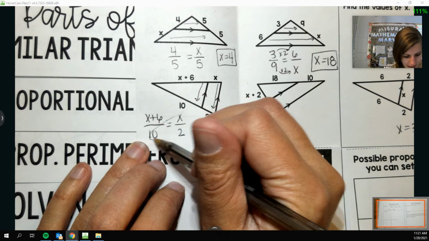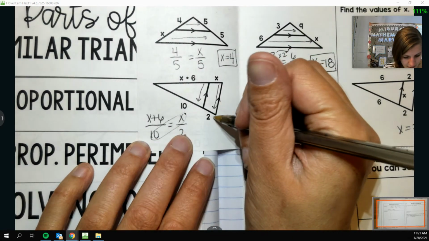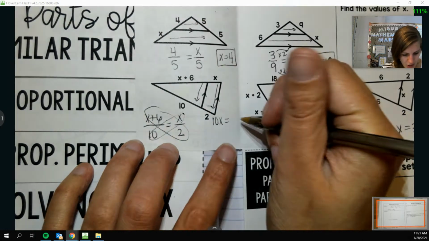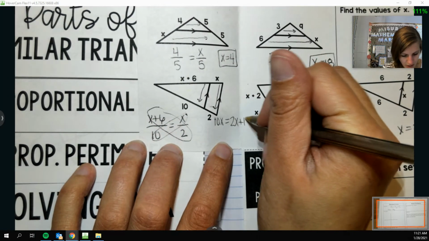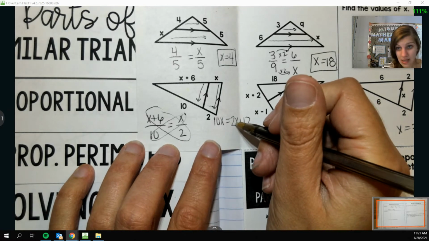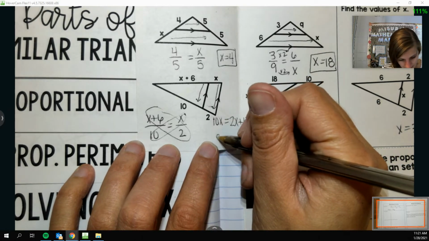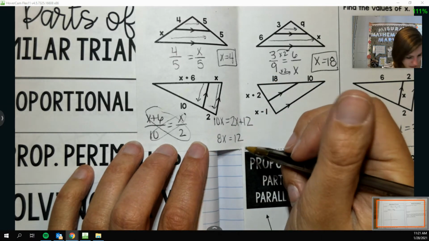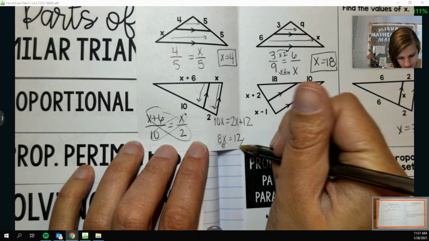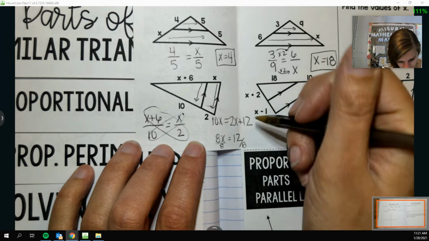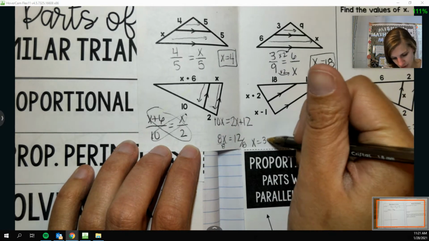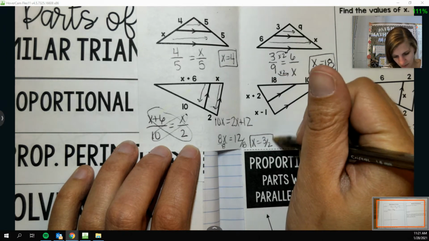So we can always fall back on cross multiply, so we'd have 10x equals 2x plus 12. I would subtract the 2x from both sides, so 8x equals 12. And then divide by 8, which I can reduce, so we'd get that x equals 3 over 2, or 1.5.